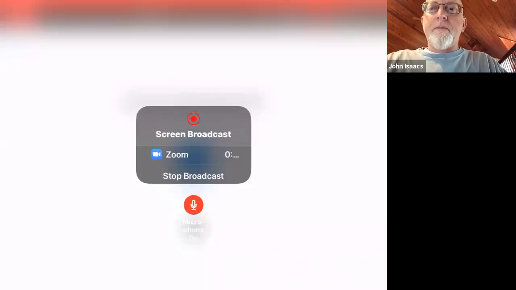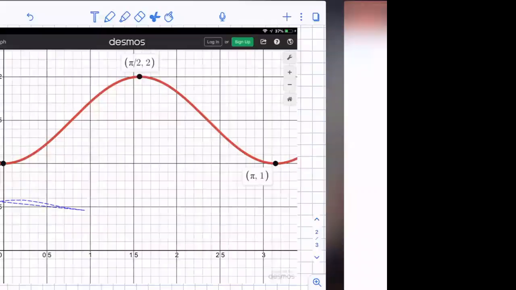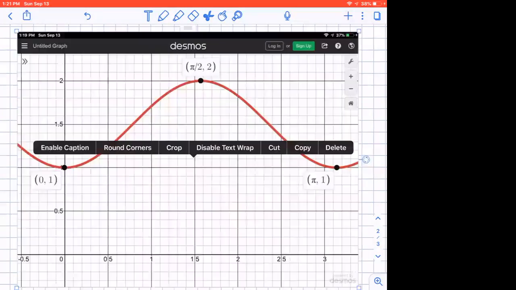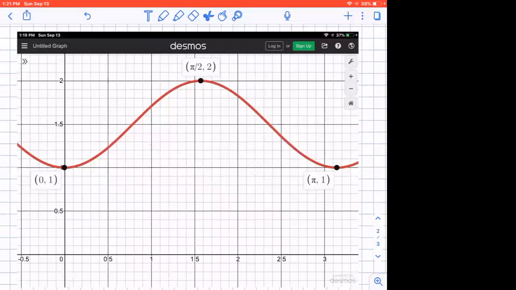Let's put a video on the screen. Let's take a look at this. Okay, so here's a graph. Hope this works. What's happening? Why is it doing that? I'm sorry, guys. There we go.